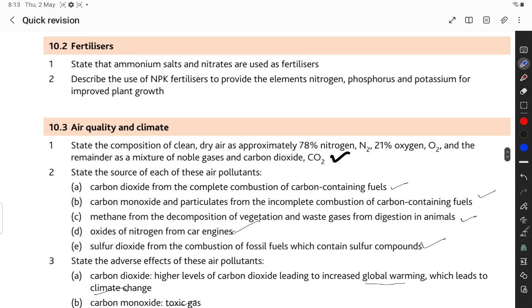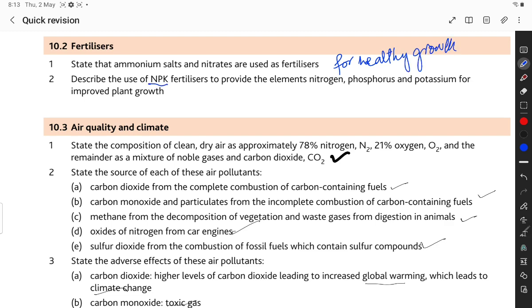Fertilizers: state that ammonium salts and nitrates are used as fertilizers, and these are very important for healthy plant growth. Why are ammonium salts and nitrates used as fertilizers? For healthy growth.